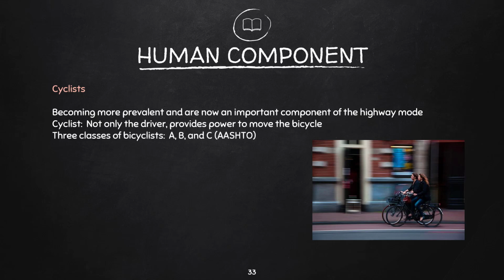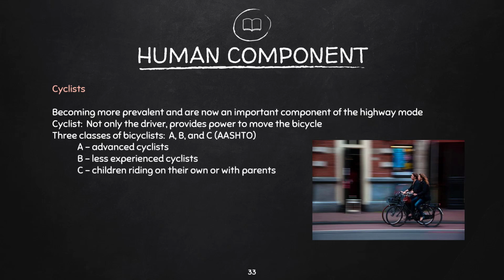There are three classes of bicyclists according to AASHTO. They classified them into A, B, and C. A are advanced cyclists, B are less experienced cyclists, and C are children riding on their own or with parents.